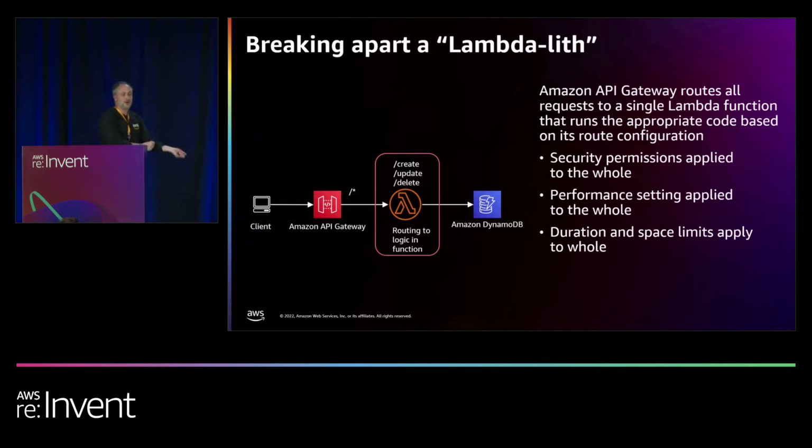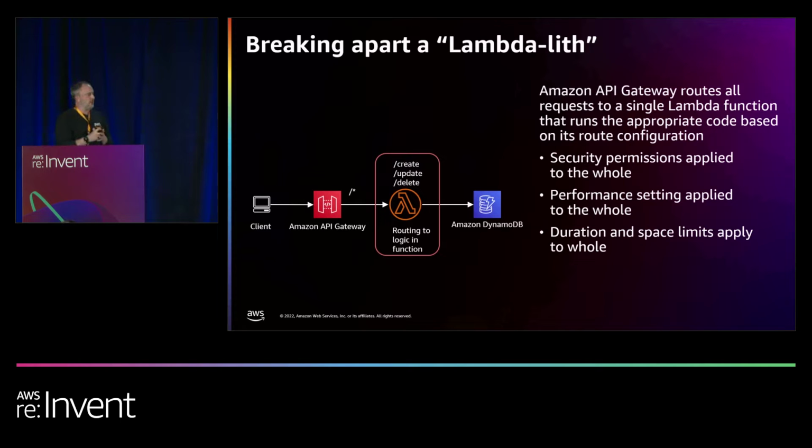I put API gateway in front of it. I have this front door to my application. I route all requests to Lambda. So now in my Lambda function, I need some routing logic to say if the requests look like this, then do a create, but if it looks like that, then do an update. This is more code in my Lambda function now.